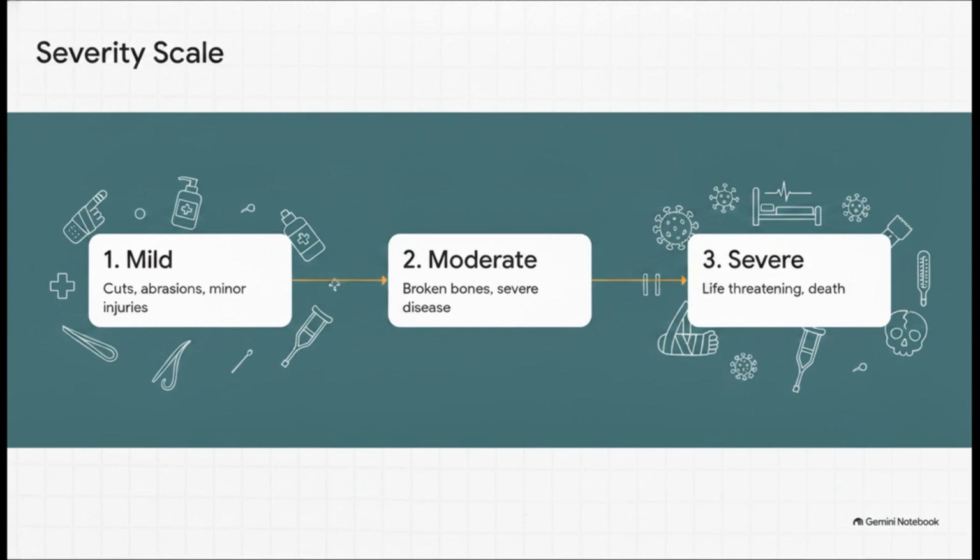Step 1 is mild, which covers things like cuts, abrasions, and minor injuries, basically stuff you just need a standard first aid kit for. Step 2 is moderate, covering broken bones or a severe disease or illness that requires significant medical attention. And Step 3 is severe, which means the outcome is life-threatening or even death. Based on this scale, our painter's bump on the head fits squarely into Step 1, mild.